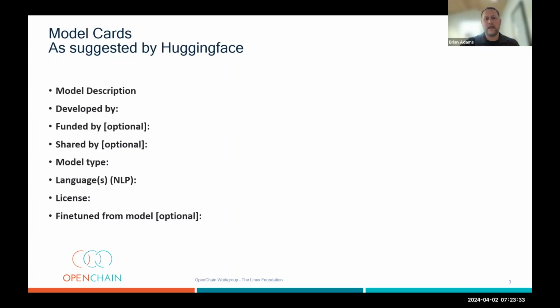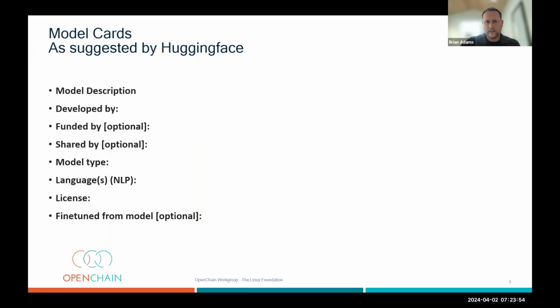Hugging Face is an example. There are other model card examples out in the world. We could start from scratch. This is just to get the discussion going. So this first page has things like the description, who created it, what this model does, what type of model is it? Is it a language model? Is it a text model? Is it an image model?